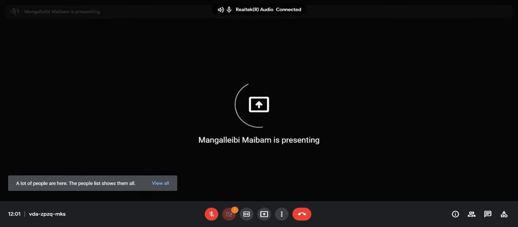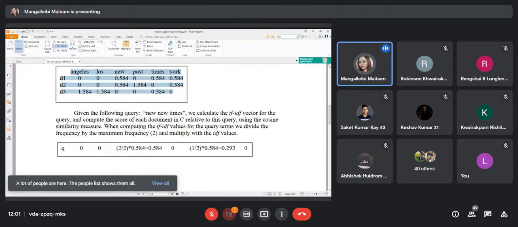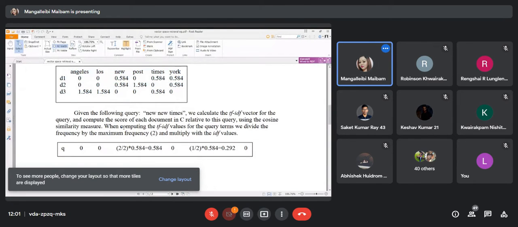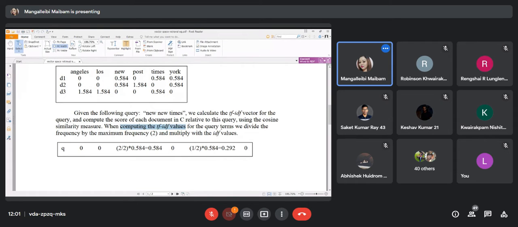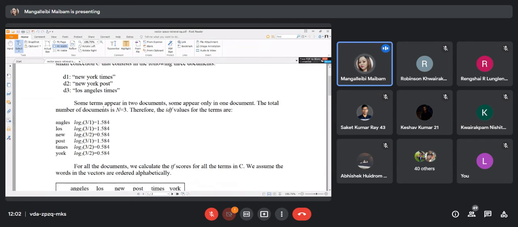For the query also, we have to find the TF-IDF values. For the query also, we need to compute TF-IDF values. And here, when calculating the TF-IDF values for the query, you have to see this point. You divide the frequency by the maximum frequency and multiply with the IDF values. IDF values are already calculated for the query also, because the query is normally given from the terms given here.